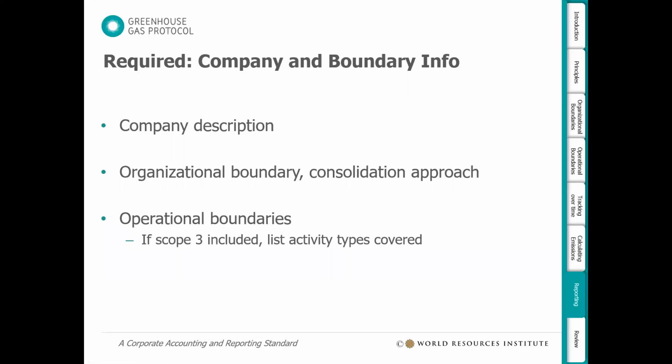Companies also have to provide an outline of the operational boundaries used, and if Scope 3 is included, they should provide a list that specifies which types of activities are covered. And as the exercises yesterday showed, a list of Scope 3 sources is important because Scope 3 is optional and there are a lot of Scope 3 categories. So providing this list can help users understand how comprehensive the Scope 3 reporting really is.